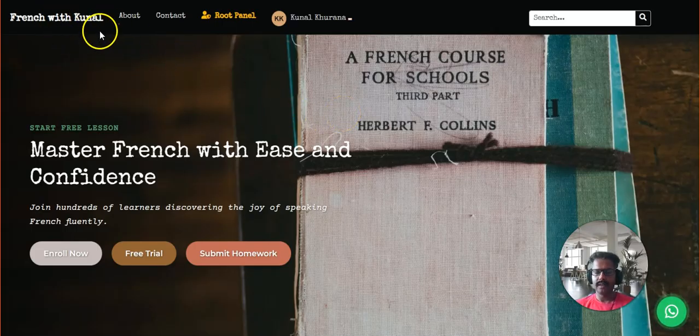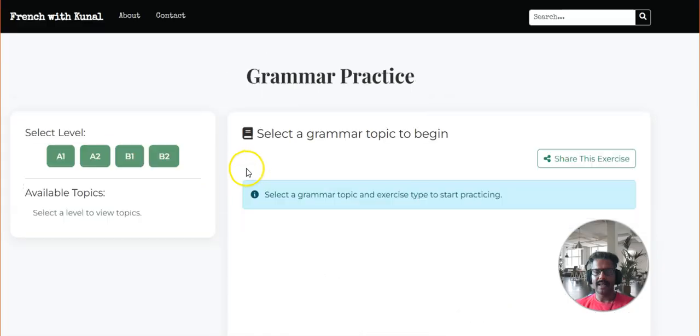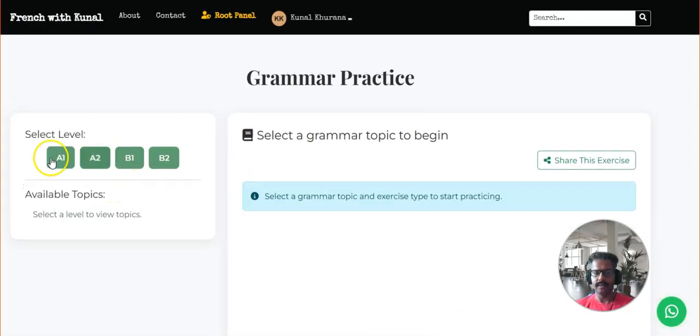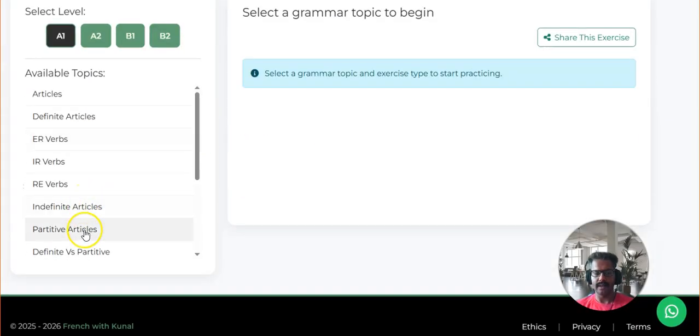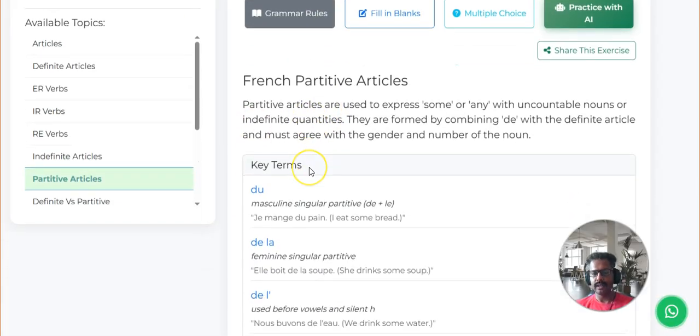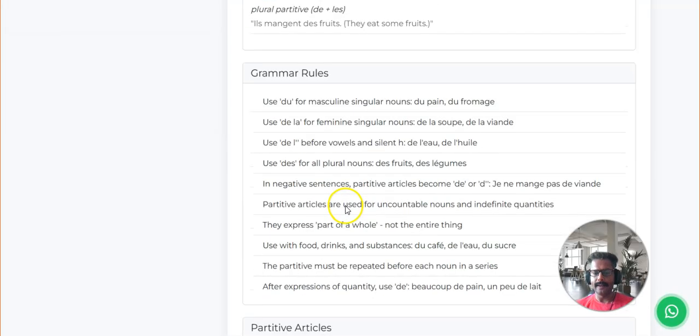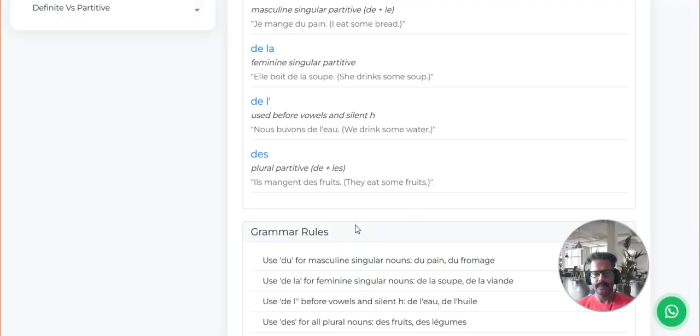So on the website learn.frenchwithkunal.ca, you can just choose the grammar section, and in the A1 partitives you will find it here. So let's quickly discuss what the rules are, how we form them, and how to use them.